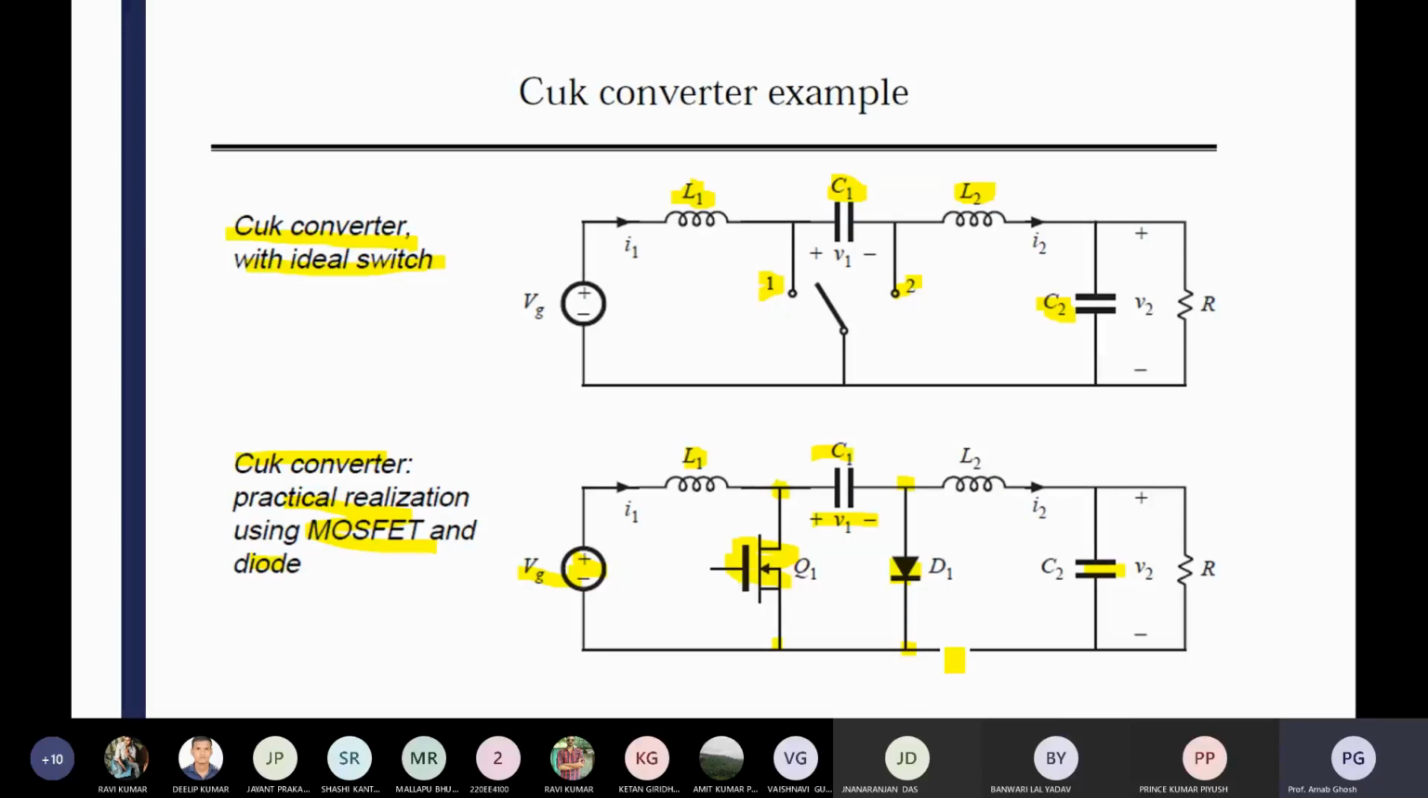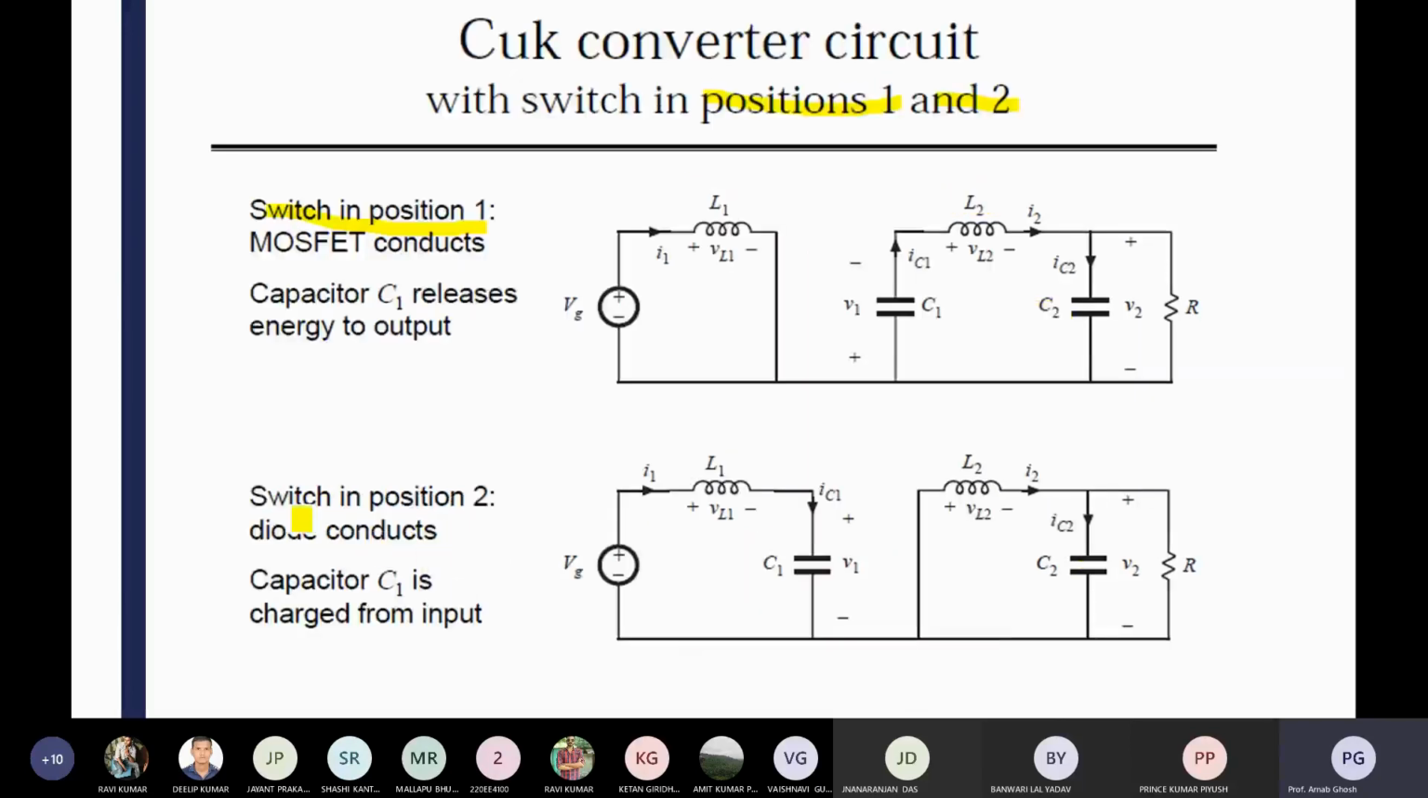I think you are getting the two circuit configurations for position 1 and position 2. The capacitor charging: in the first case, C1 releases the energy to the output. For the first case, C1 is released, so initially C1 should be in a charged condition, which means before position 1. It is definitely a cyclic configuration. First coming to position 1, definitely position 2 will be there. Due to position 2, you can see capacitor C1 is charged from the input.